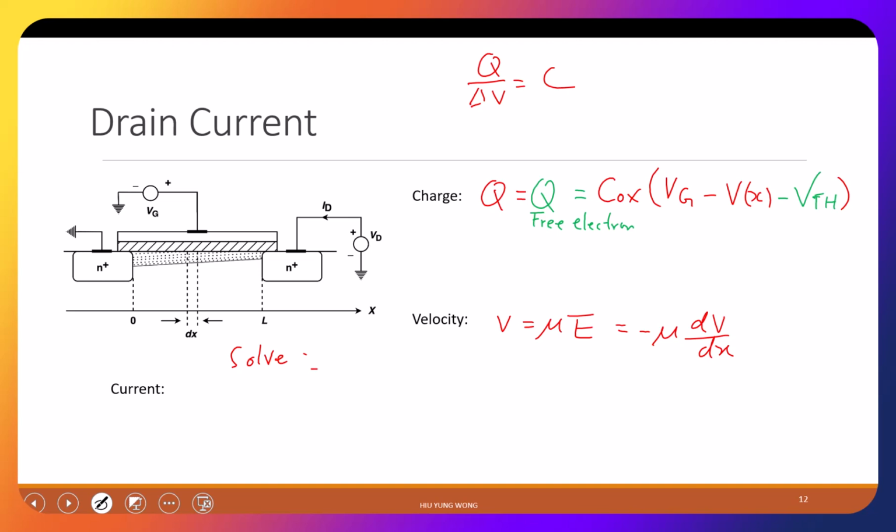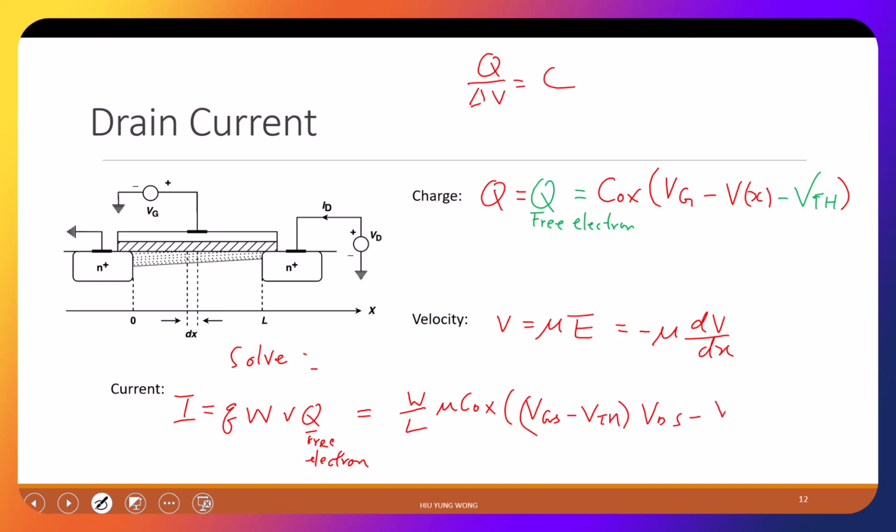The result is you know that the current must be equal to the unit of charge times the width of the transistor times the velocity times the charge density, right? This is the free electron. You go through the solving process, do some integration. What you get is W over L times mu Cox times (VGS minus VTH) times VDS minus VDS squared over 2.